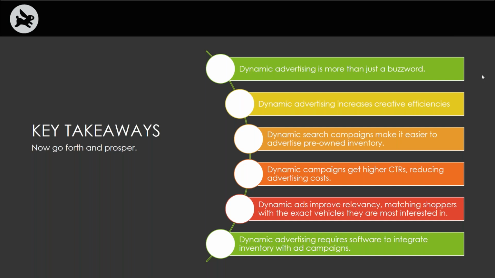It allows you to be more effective with your creative. You can promote your inventory in real time, so daily changes in price and vehicles, and you don't have to worry about advertising vehicles that you don't have on the lot. At the end of the day, getting higher click-through results is a huge advantage, not just in terms of you getting better response to your ads, but it's going to make those ads cheaper to run. So you get more for your money.